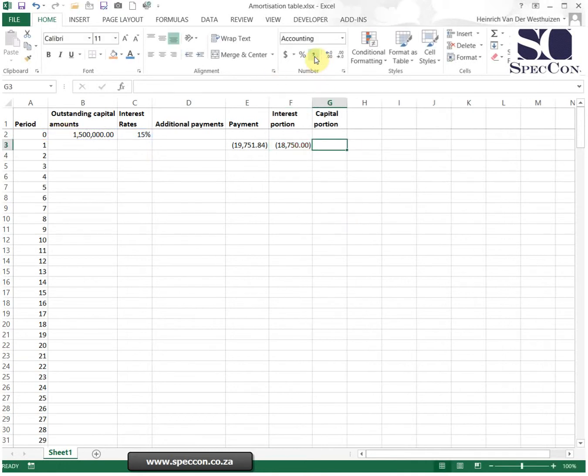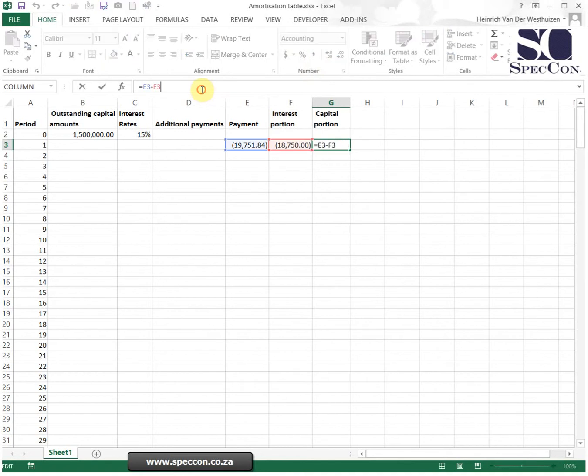So what is our capital portion? It's our total payment minus our interest portion plus the additional payment. So let's just test it quickly. If I put in another additional payment of 5,000, that will increase the capital portion.